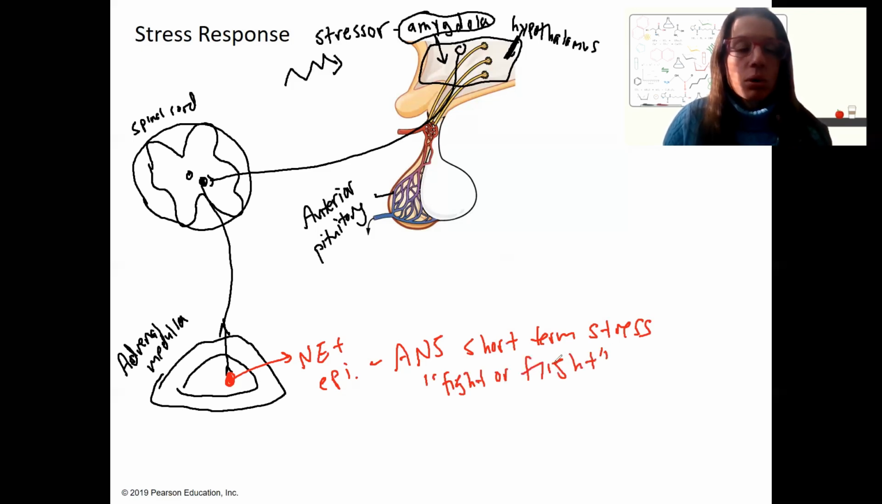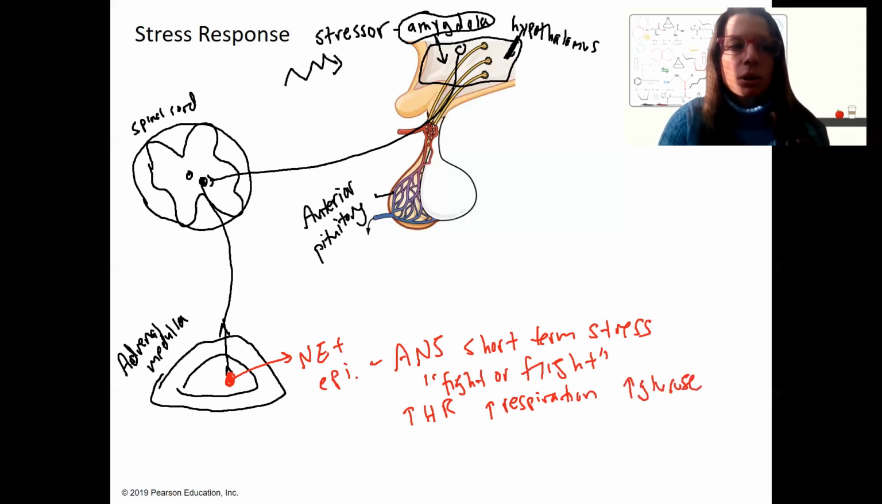What are some effects of this? We're going to have increased heart rate, increased blood pressure, increased respiration, breathing, increased glucose mobilization, so glucose traveling around in our blood, all things that we need to be able to have to be able to fight or run from a bear. At the same time, so this is a short-term stress response, immediately run from that bear.